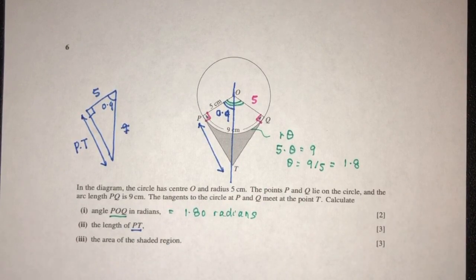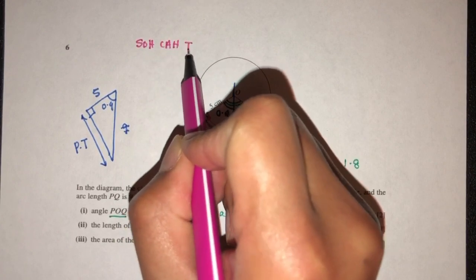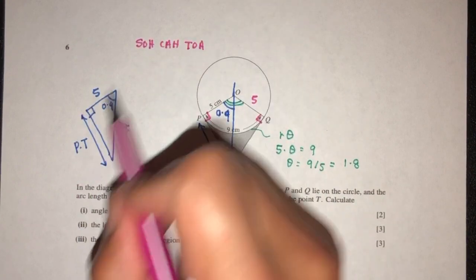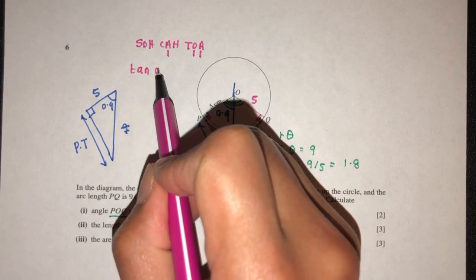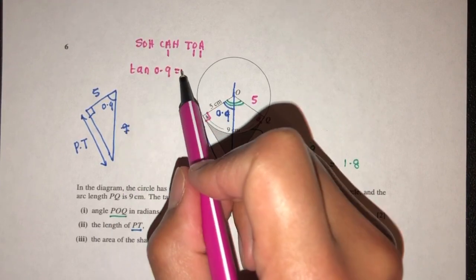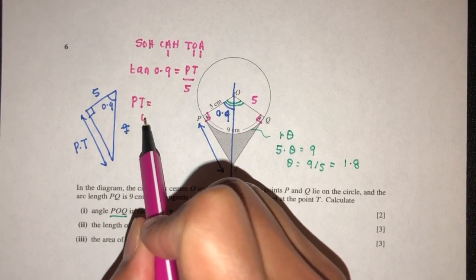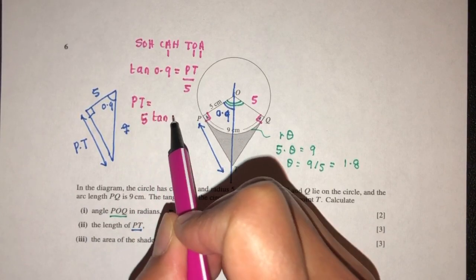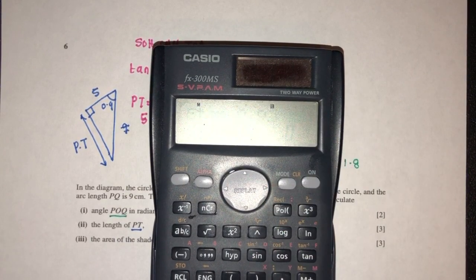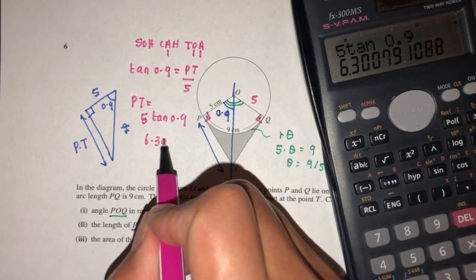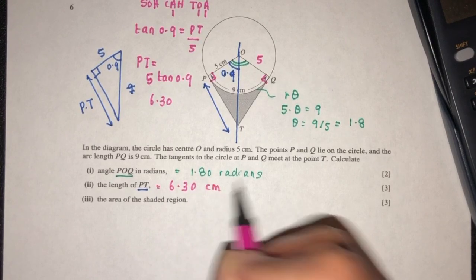We can use SOHCAHTOA, obviously, right? Let's see which one we will use. So we have this side. This is my A side, A and A. We're trying to find the O side. We have to use this. That will be tan of 0.9, the opposite side PT over the A side. So PT will be 5 times tan of 0.9. We have to use radians over here. That will be 6.30. The length of PT will be 6.30 centimeters.